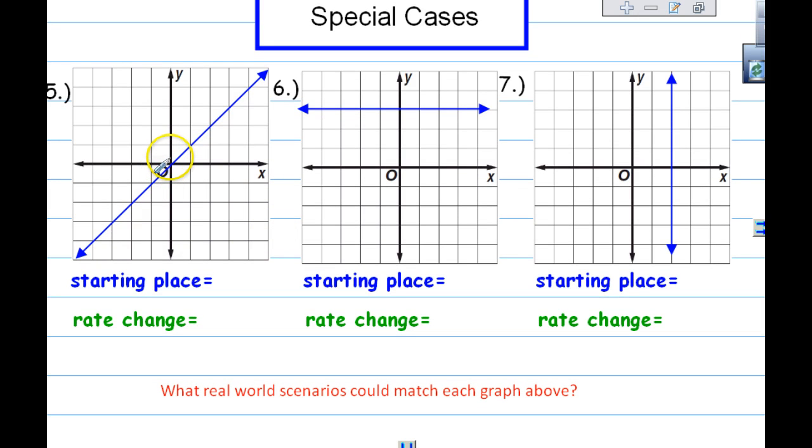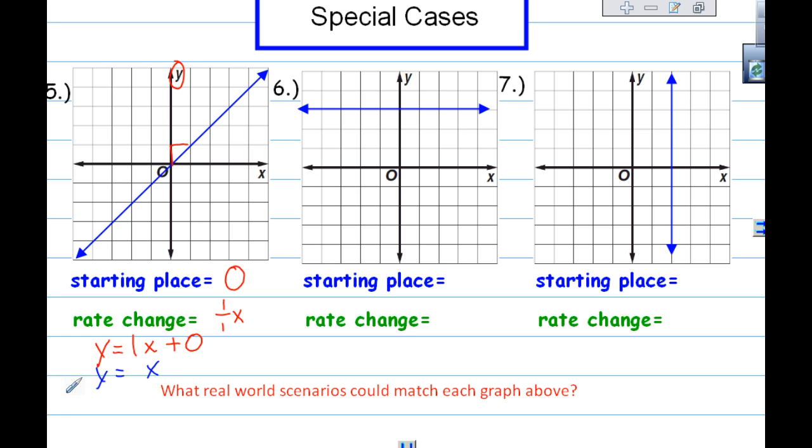Where is this starting right here? Where does it cross the y-axis? At 0. Now, what is the rate of change? So the rate of change is 1 over 1x. So if we write this out, we would write y equals 1x plus 0. But you guys know we normally don't write 1x. We just write x. And we usually don't write plus 0 either. So the correct, fully simplified way to write this answer would be just y equals x.